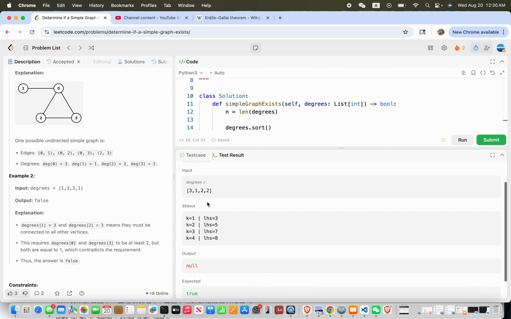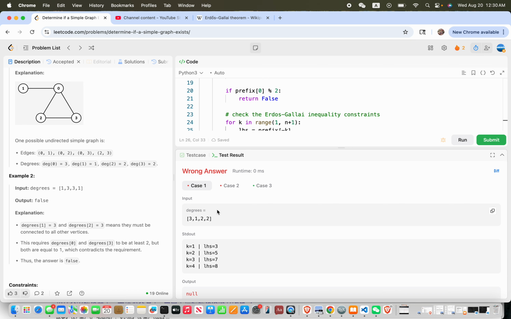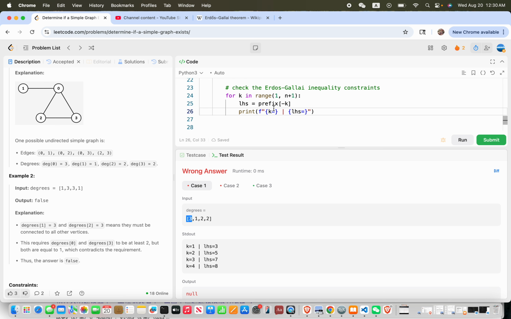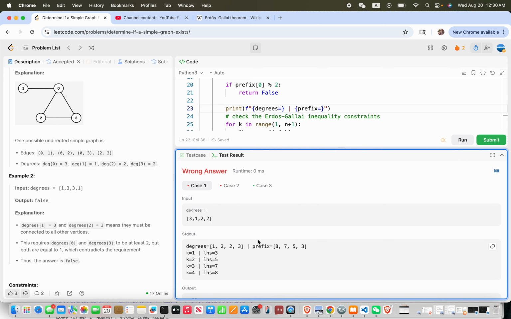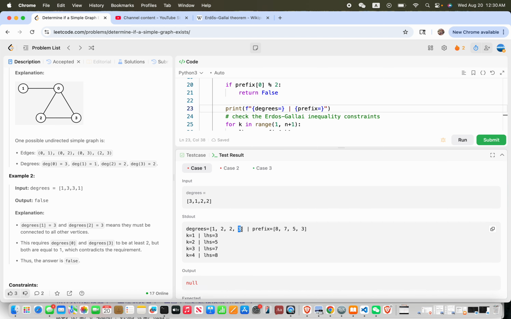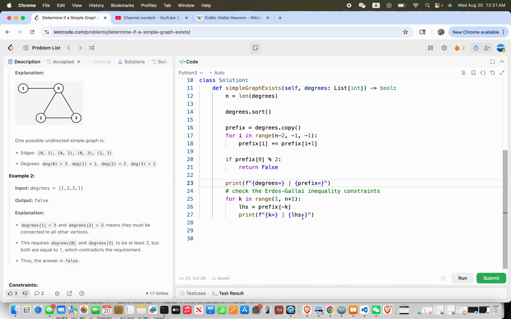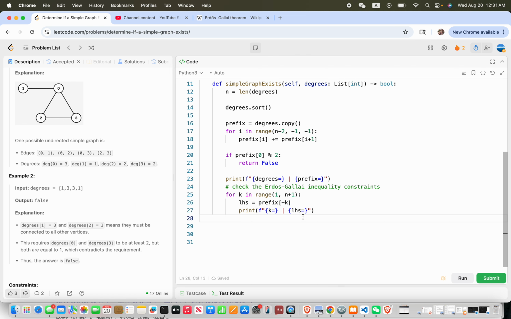If k equals 1, what you are considering is 1, 2, 2, 3, right? So with the print, let's print the degrees and the prefix, as that might be better. If k equals 1, it's just a 3. If k equals 2 terms, the sum is 5. 3 terms, it's 7. And the 4 terms will be 8, right? So everything's right. Now, once we get the left-hand side, we also compute the right-hand side.